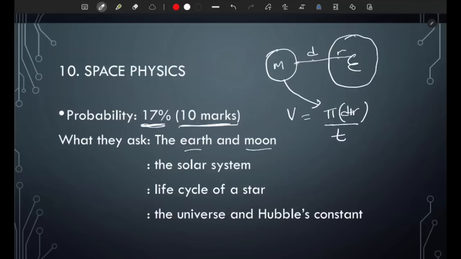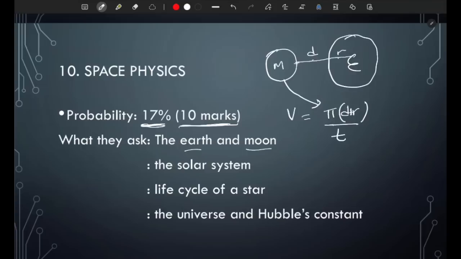And also you should know about the solar system. And then we have 8 planets revolving around the sun, and the life cycle of a star. Now this has been coming a lot recently, so make sure to know the details of the life cycle of a star. So there are different stages of the life cycle of a star. So if you're not sure about space physics, I have a dedicated space physics video which I'll link down below. So make sure to check it out.